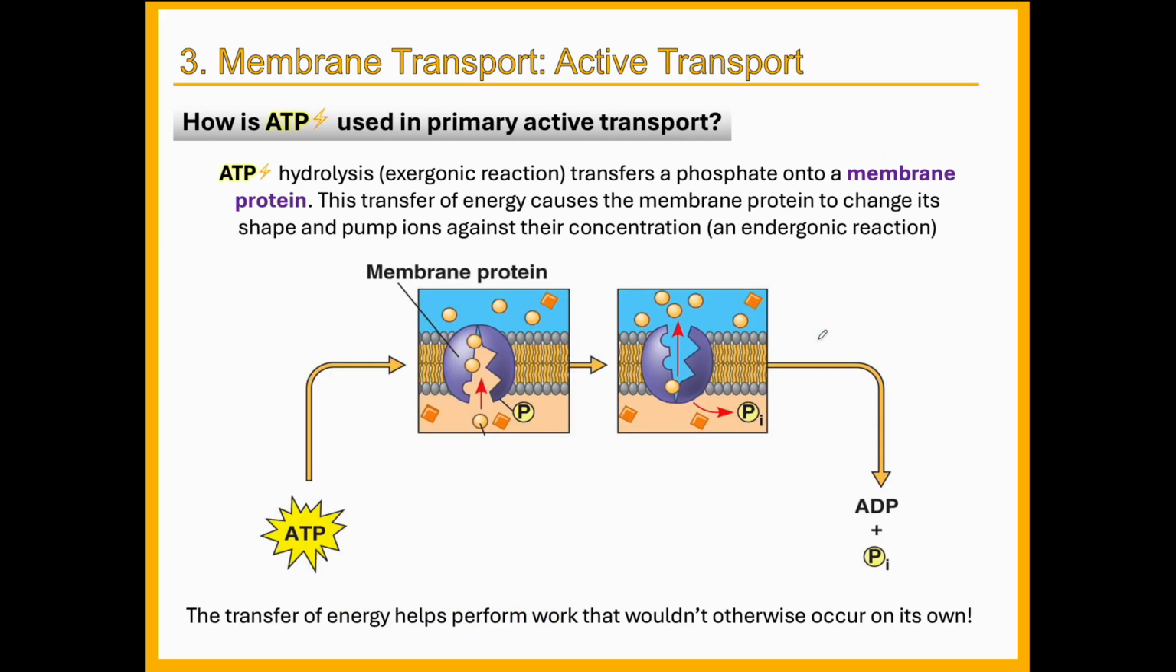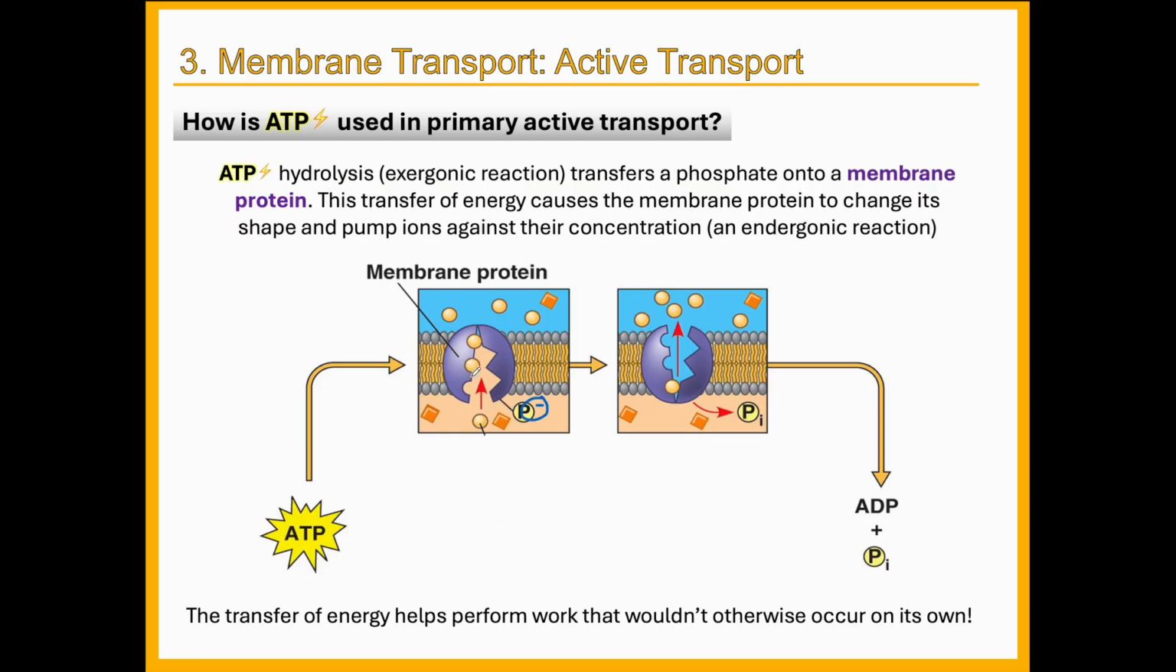So how is ATP hydrolysis used in primary active transport? It's ATP hydrolysis, this exergonic reaction, right? It transfers a phosphate. It breaks off one of the phosphates into ADP and phosphate, right? And this phosphate gets tagged onto the membrane protein. Remember, this phosphate is negatively charged, right?